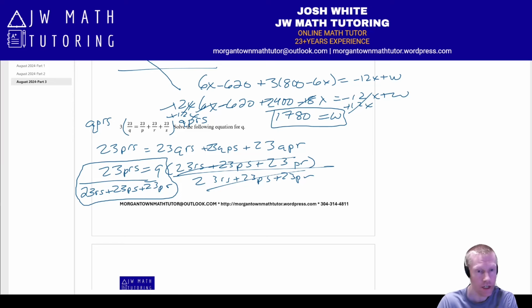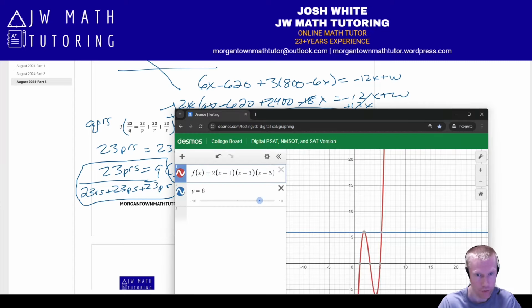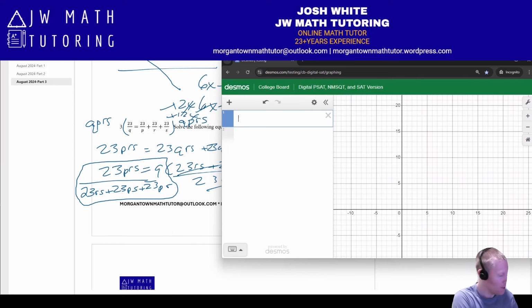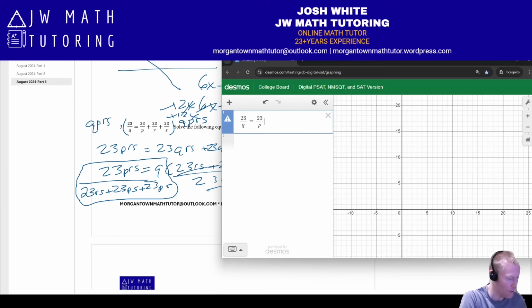Now, here is one way you could do that for multiple choice. Here's an actual strategy or technique you could use. So what we would do is we'd go to Desmos. Okay, you're going to type in the formula. Don't worry about adding sliders just yet.